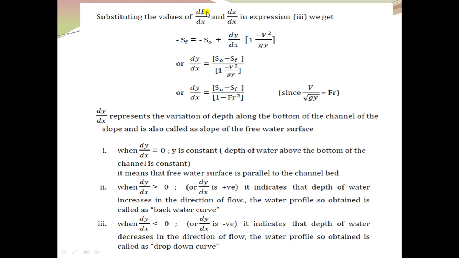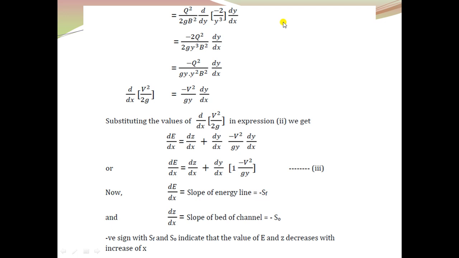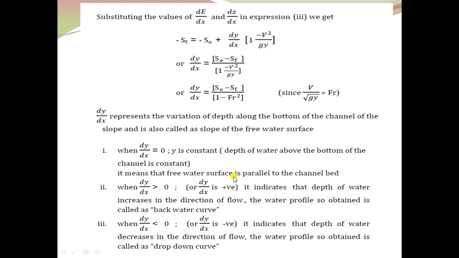So substituting the value of dE by dx and dz by dx in the previous equation, that is equation 3, we will be getting minus SF is equals to minus S0 plus dy by dx into 1 minus v square by gy. Or let me take minus S0 on the other side. So minus S0, if I am sending it to the left hand side, it becomes positive. So if I simplify for dy by dx, I will be getting S0 minus SF divided by 1 minus v square by gy.